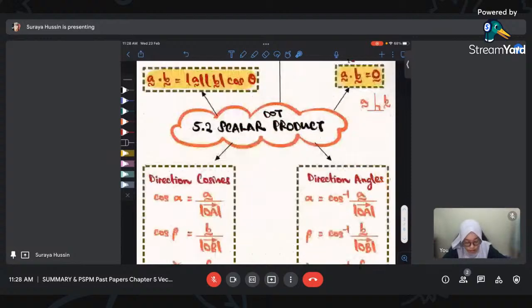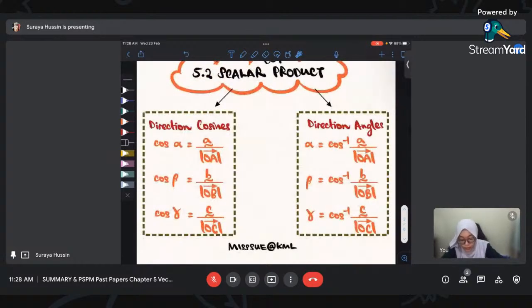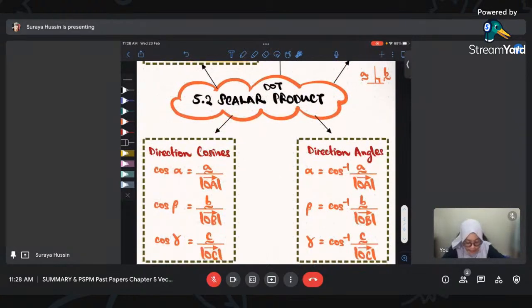Okay, let's go to the direction angle dan the direction cosine. Ini senang je. Ini pun sebenarnya hafal sajalah. Okay, you all tidak susah pun untuk cari cos alpha. It's not hard, it's easy. Okay, you discover it yourself.